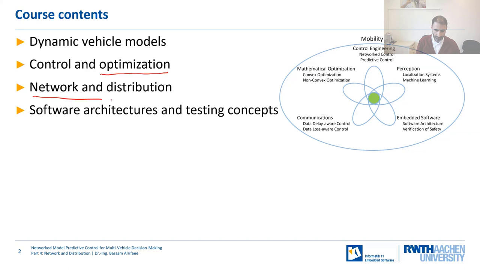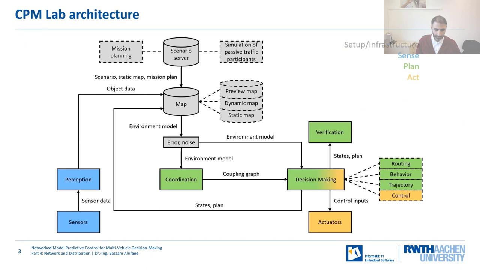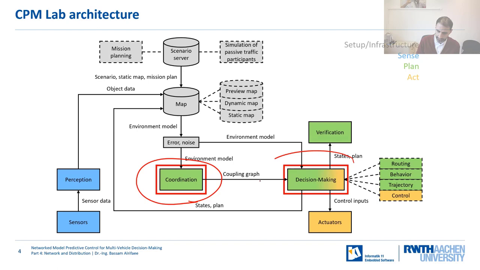Here we see again the lab architecture and where we can use a network and distribution. You could imagine it in the coordination and decision-making part, and especially in the coordination, but we will have a combination of coordination and decision-making in the framework of MPC.